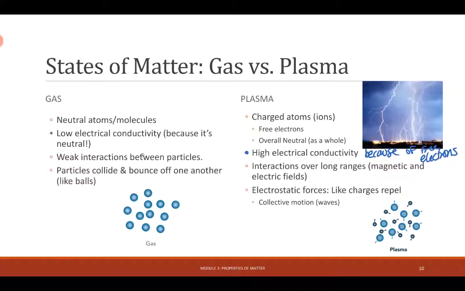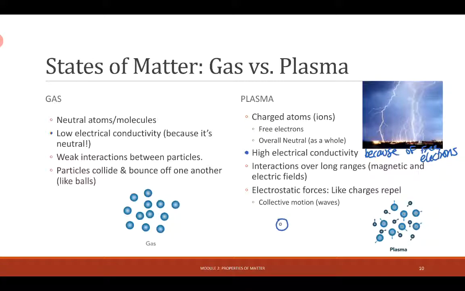Also, since they are neutral, the only intermolecular forces between these gas molecules are dispersion forces, more on that later, but that's a very weak form of attraction. When you have charged particles, you have much stronger electrostatic attraction, so that's going to affect how they move. So these are very weakly attracted to one another. These are more strongly attracted to one another.